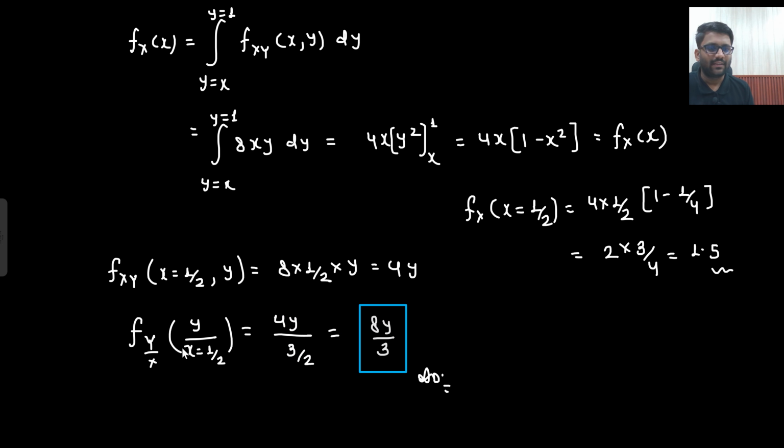So what are they asking? The PDF of the random variable y such that x has already taken the value 1 by 2. So that is 8y by 3. X has already taken the value 1 by 2, so what is the PDF of y? This is what they are asking, that is 8y by 3. This is the answer. All good? All fine? Very easy question.